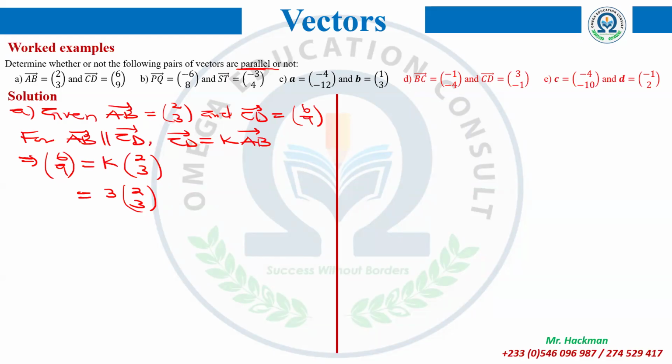Yeah. So at this point, I can comfortably say that, because we're asked to determine whether they are parallel or not, the vector AB is parallel to the vector CD. So your conclusion, you can back it with your reason: since the vector CD is equal to K times the vector AB.